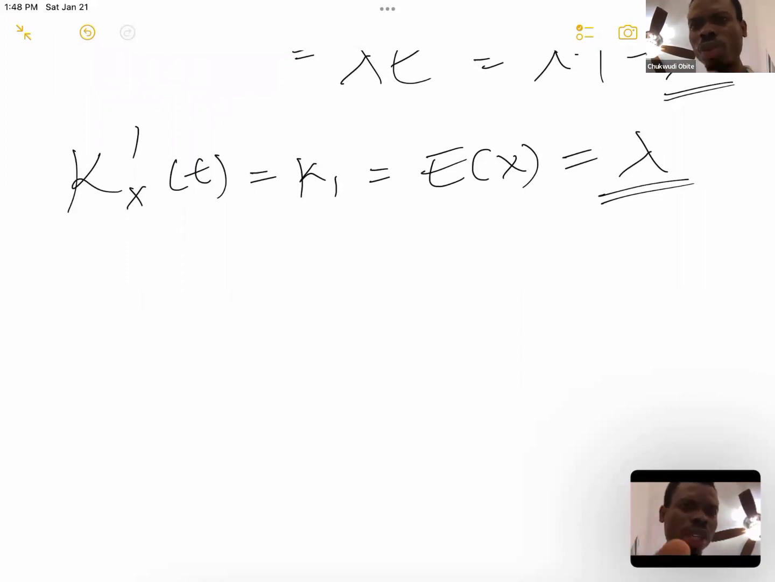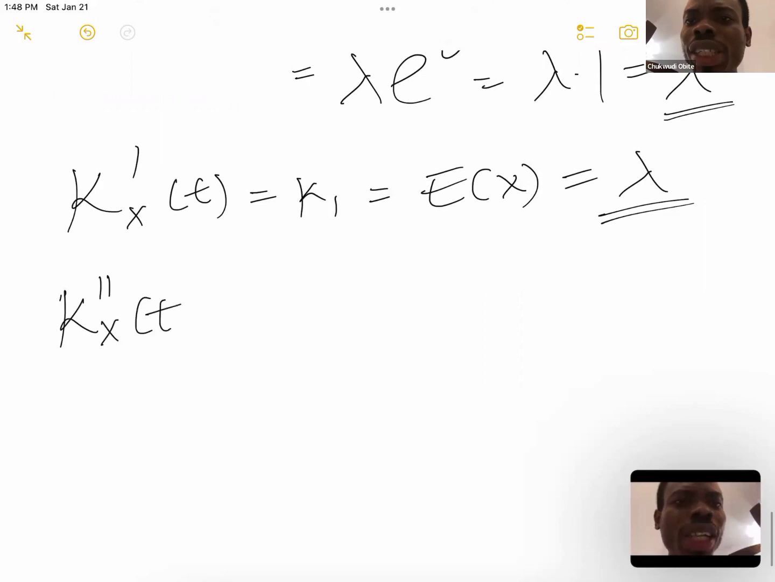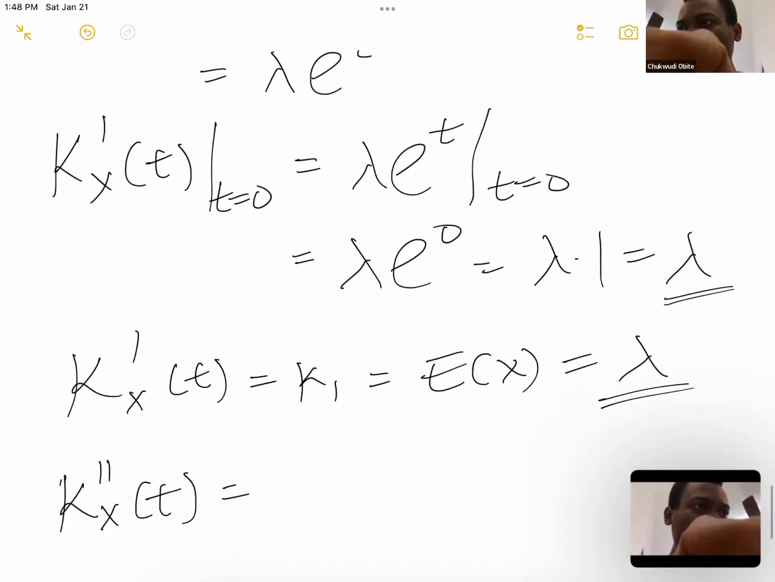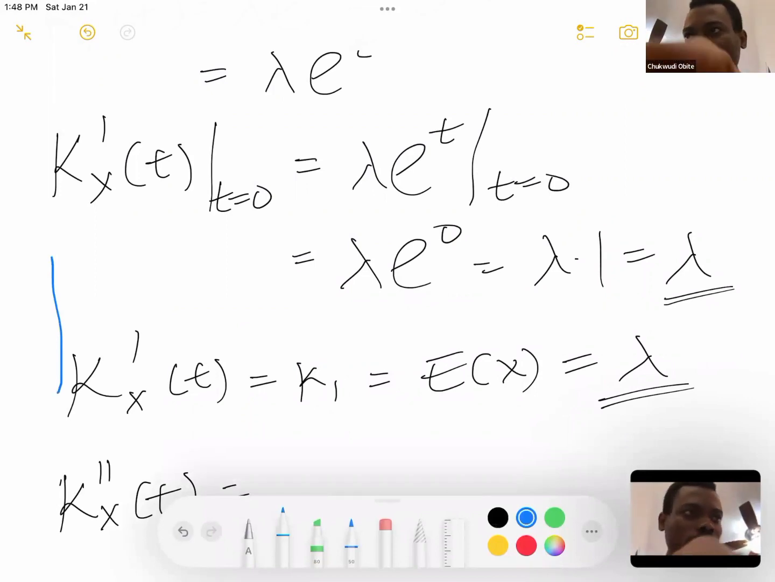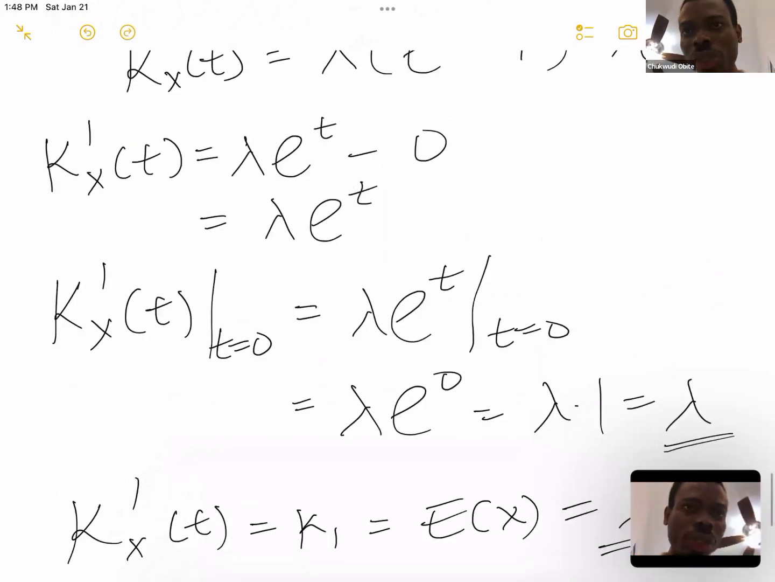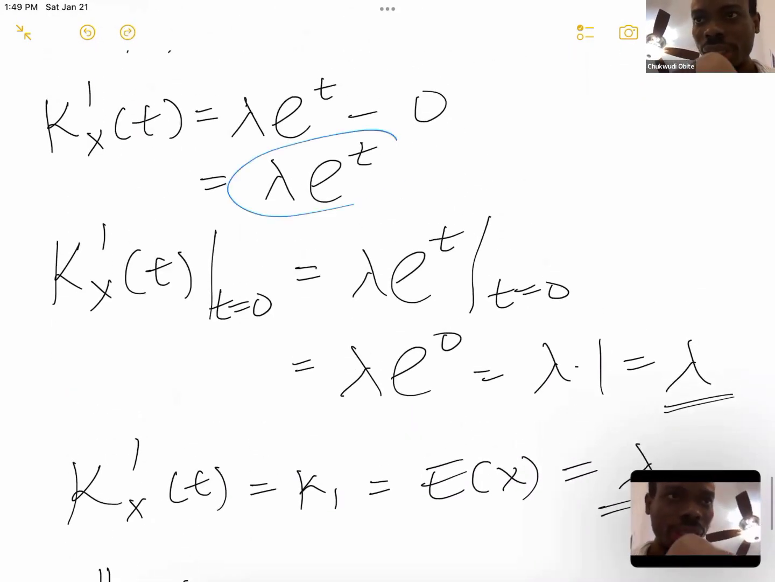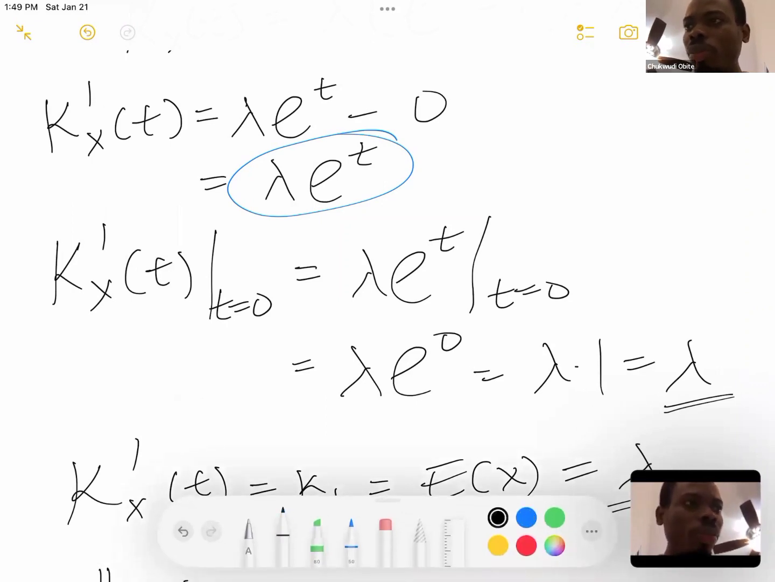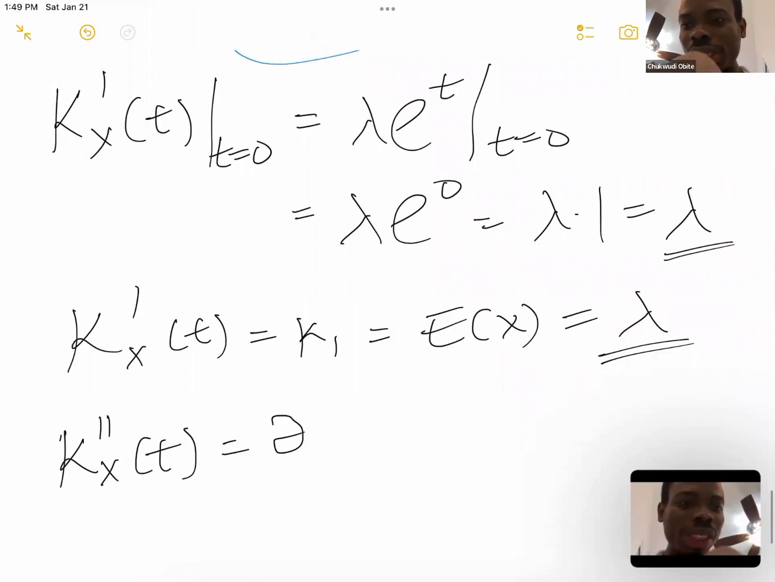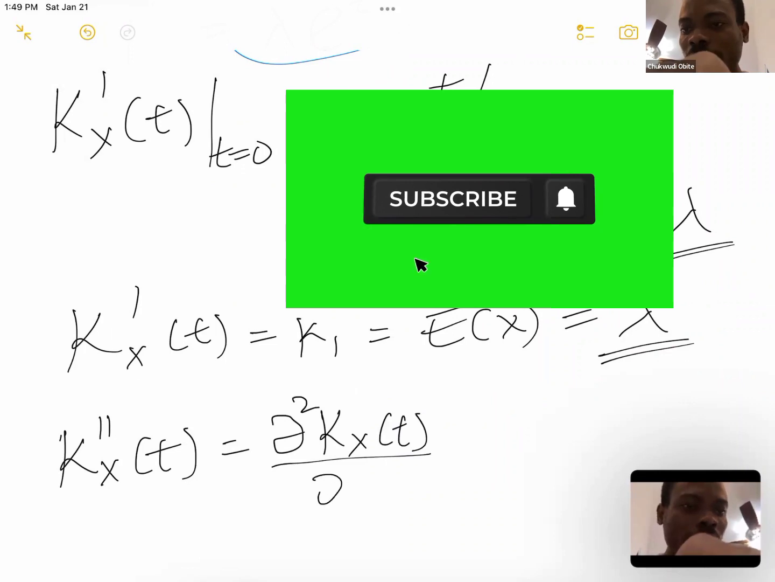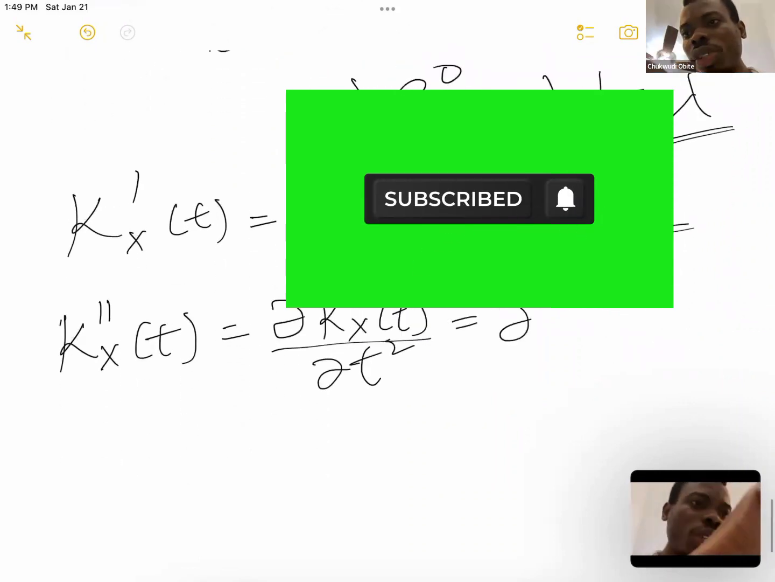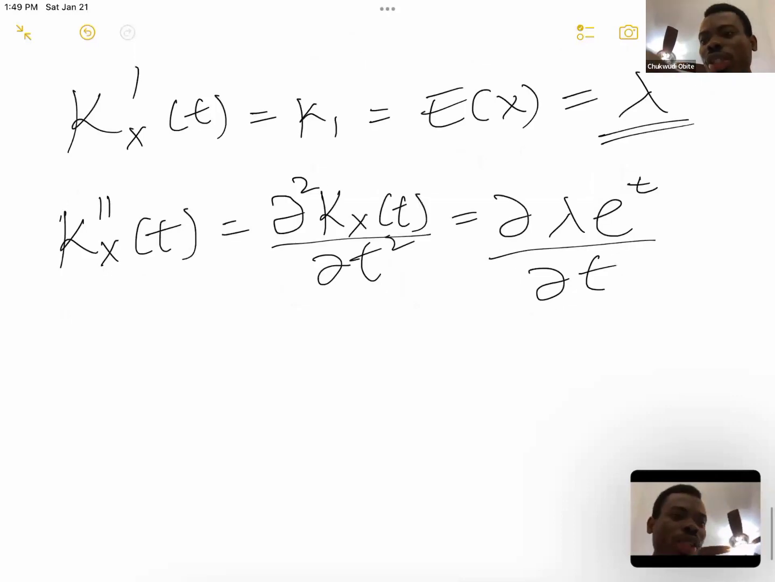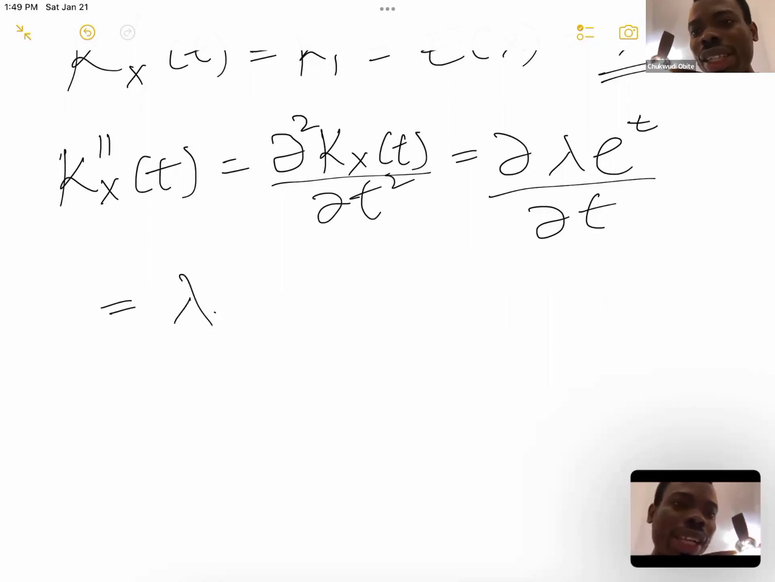Can we get the second cumulant? Yes, we can do that. To get the second cumulant, you differentiate the cumulant generating function 2 times. That means you differentiate the result you got after differentiating the first time, again. So we differentiate the cumulant generating function 2 times with respect to t. The first time we differentiated, we got lambda e^t. So we are going to differentiate lambda e^t again with respect to t, and we will still get lambda e^t.